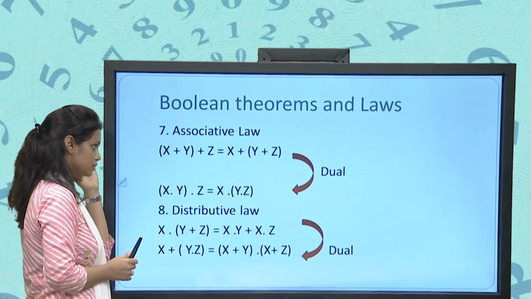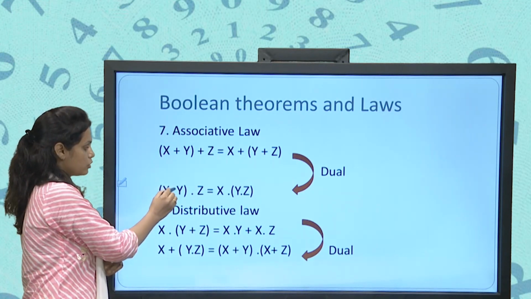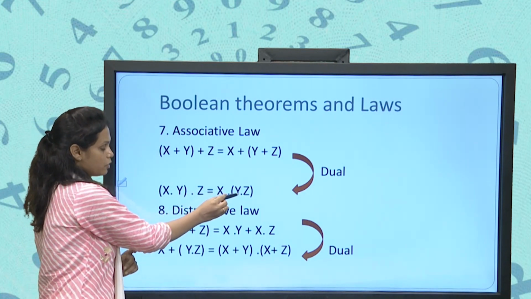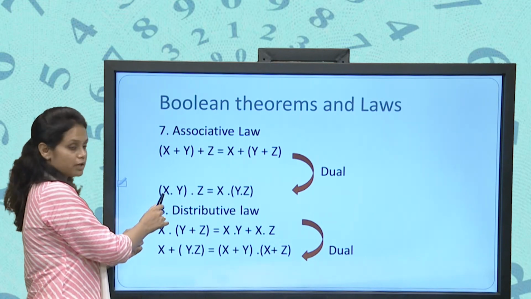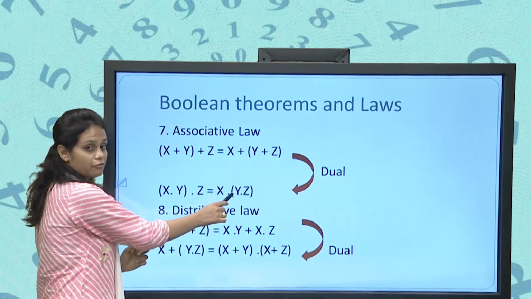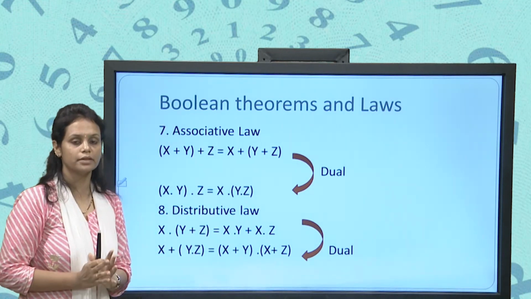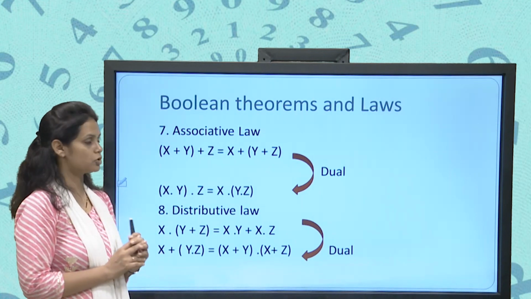We will write the dual of this. What is the dual of this? The dual of this is plus is replaced by dot. So, x dot y dot z equal to x dot y dot z. What is the difference among these two? In this case first we will perform x dot y, and in the next case first we will perform y dot z. In both the cases our answer will remain the same. Okay. This is the associative law.